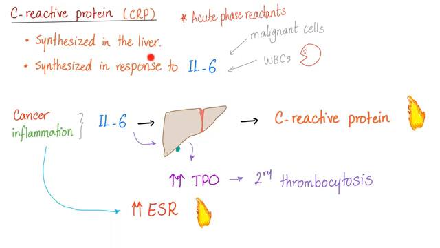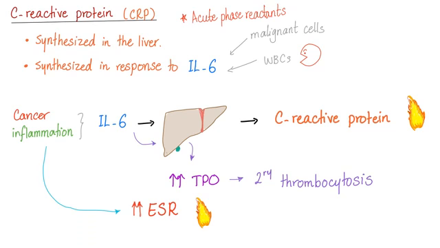It's synthesized where? In the liver. Shocker, isn't it? And it's synthesized in response to interleukin-6. So you have cancer or you have inflammation, they secrete interleukin-6. Interleukin-6 goes to the liver to stimulate the liver to secrete C-reactive protein in response to inflammation. That's why we call C-reactive protein an acute phase reactant, something that happens when there is an acute process such as inflammation going on. Also, interleukin-6 will stimulate the liver to produce TPO, thrombopoietin, leading to increased number of platelets. We call this process secondary thrombocytosis.